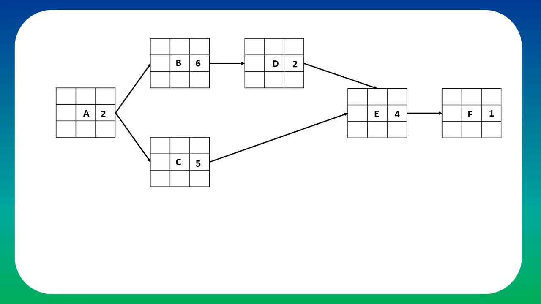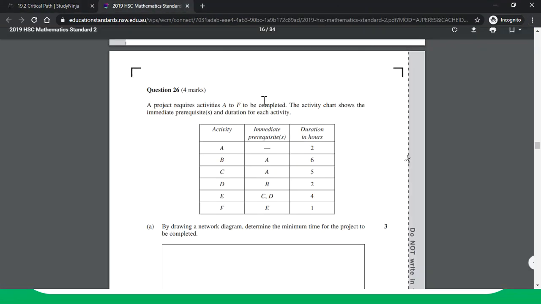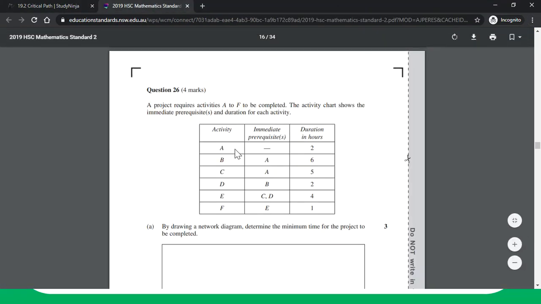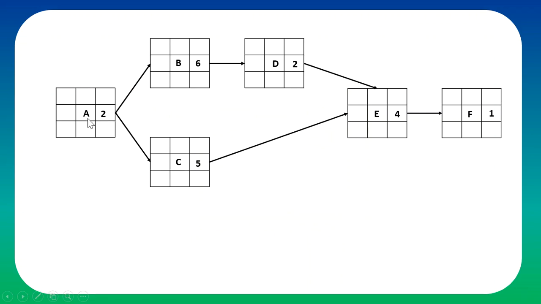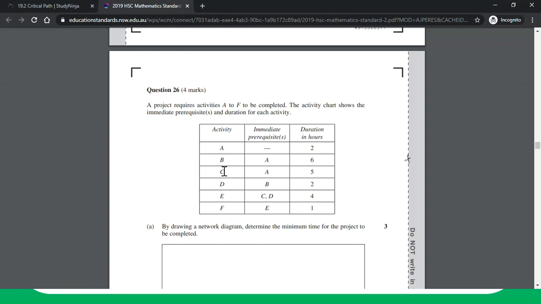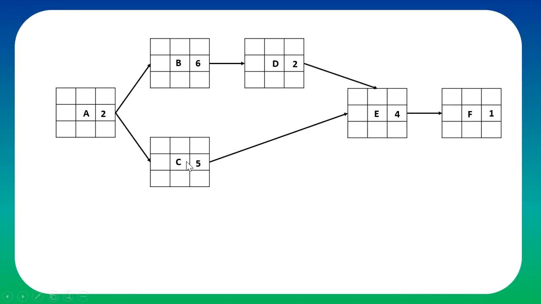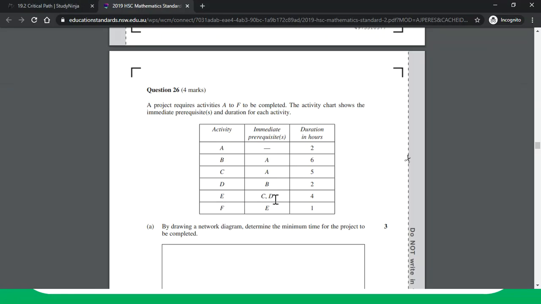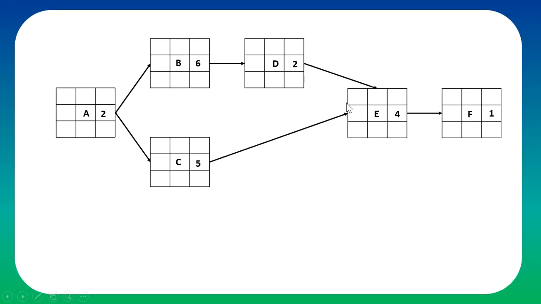So getting back to the question, for example, A was the initial activity and it takes 2 hours, a time of 2. So A is the starting point. There is nothing before A. That's why A is here. And there is a time of 2 next to it. Then B and C are dependent on A and their times were 6 and 5 hours. So B and C, 6 and 5 hours. And then so on, you will complete the diagram. E is dependent on C and D and took 4 hours. So that's why the diagram is like this and so on.